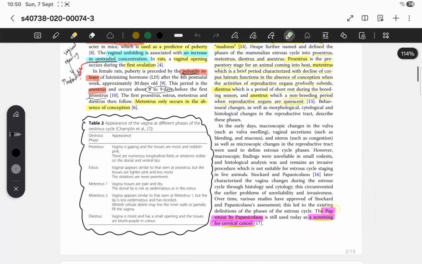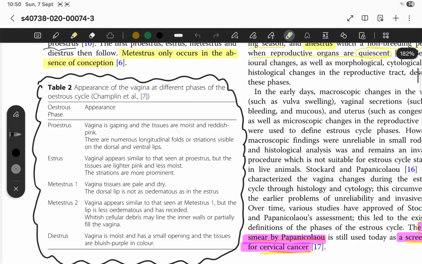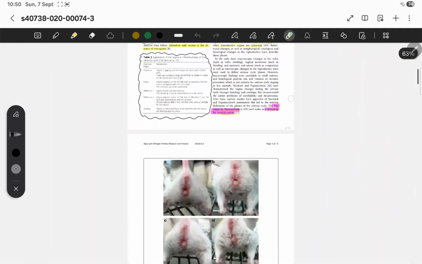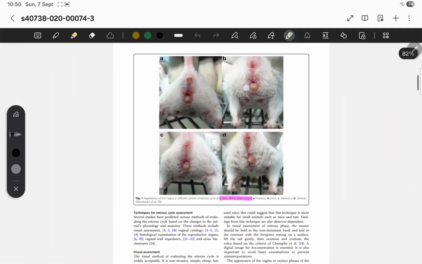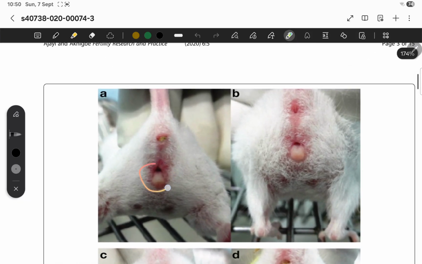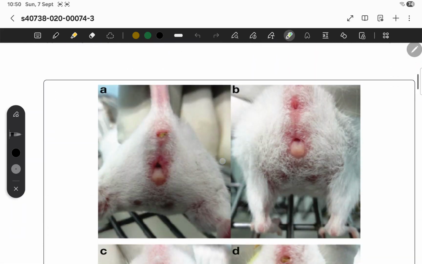You can read more. I don't want to read it right now. So here is the description of all the different phases. During proestrus, the vagina is gaping and the tissues are moist and reddish pink.